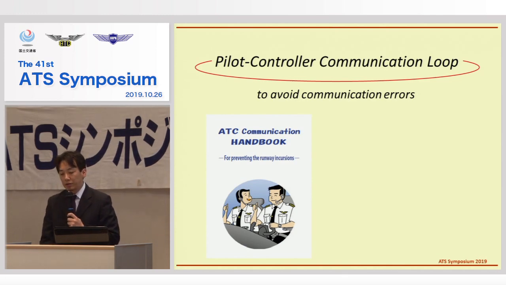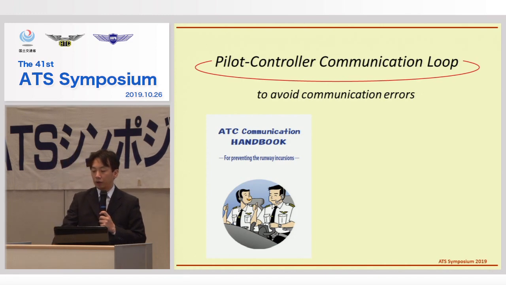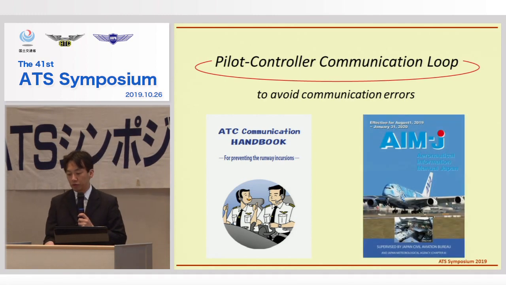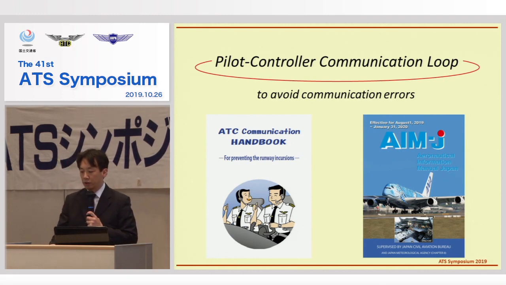Now about a decade has passed, so we included the essential part of the booklet in the latest version of the Aeronautical Information Manual Japan, which is also available in English. The pilot-controller communication loop procedure has not changed a bit in the last 10 years. So then what has changed?